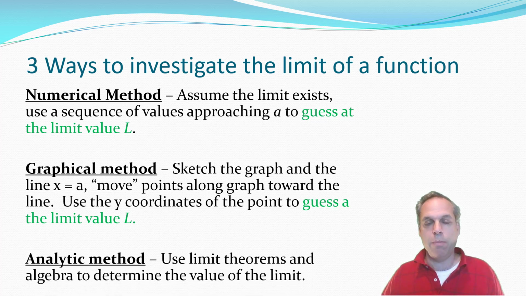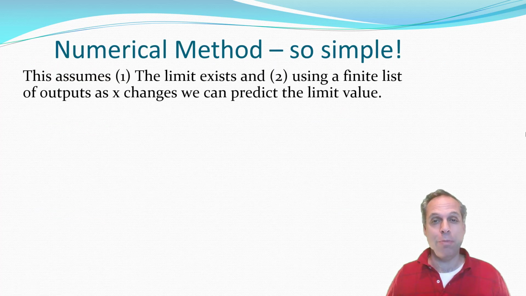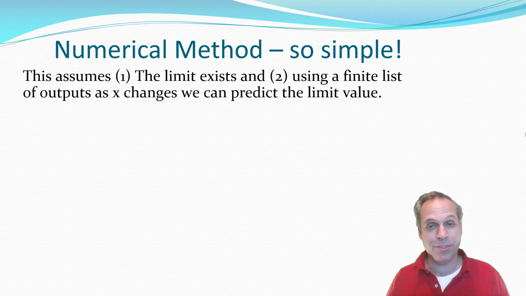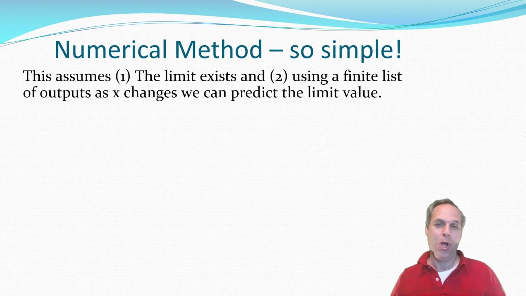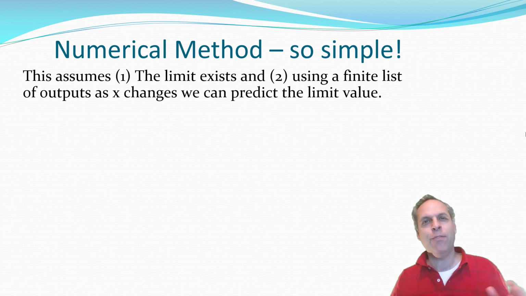The third and final method is the analytical technique. This is where we use algebra or theorems to prove what the actual limit value would be. The lowest level of understanding is called the numerical method. It's so simple. All we have to do is make some truly ridiculous assumptions. So, for example, we assume ahead of time that we know the limit exists. And second, we assume that from an infinite number of possibilities that we can divine the limit value by looking at only a finite list of values.